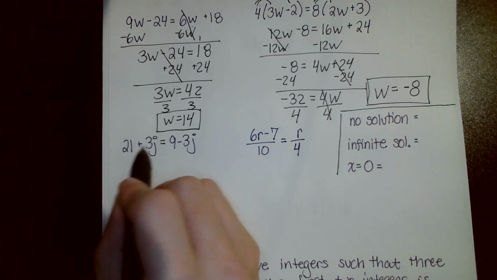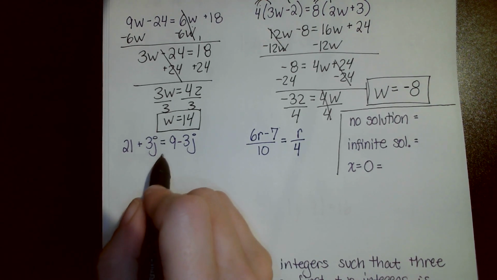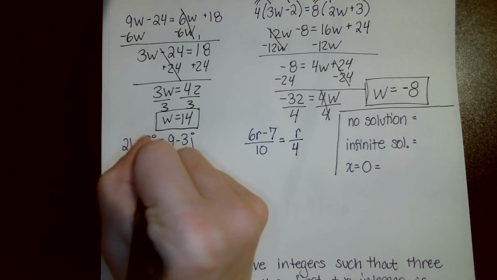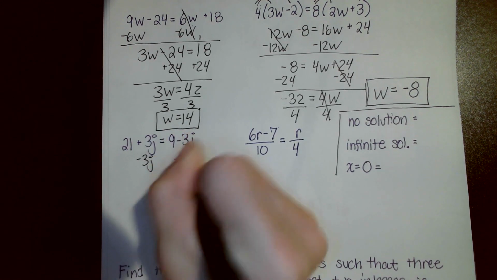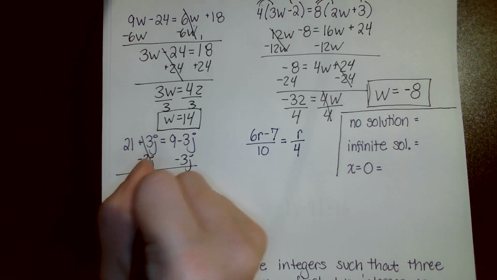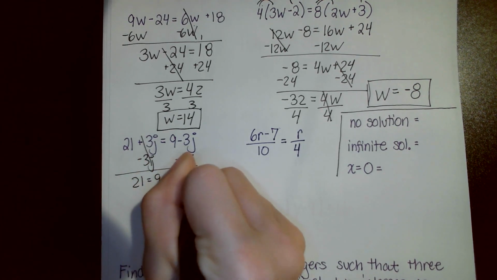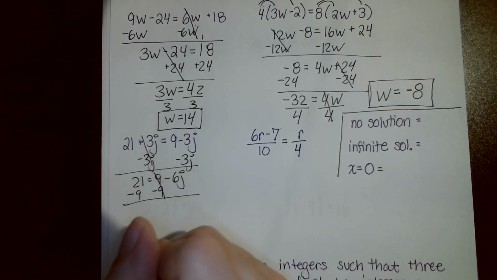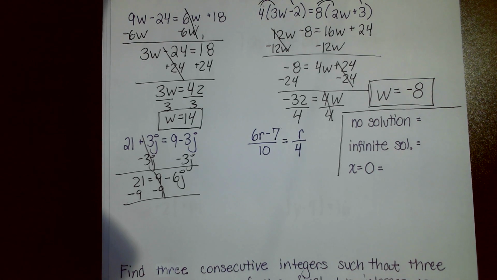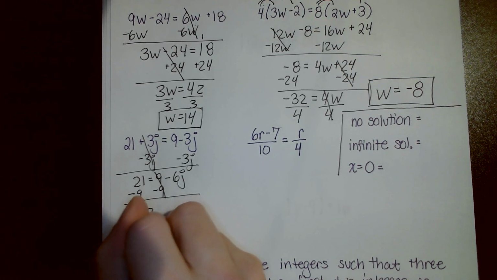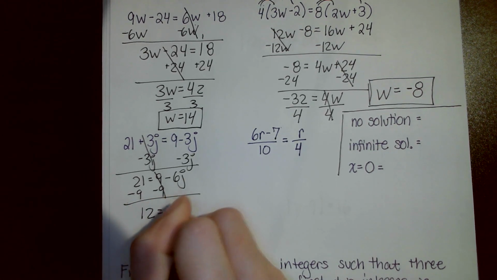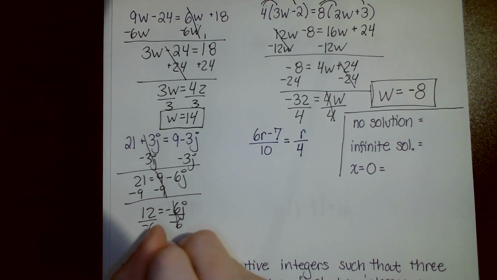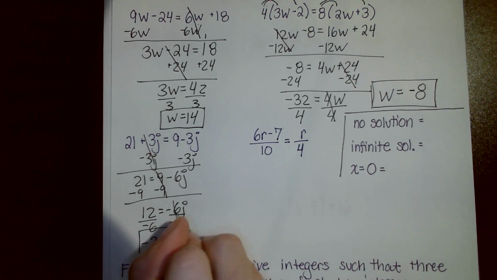Now, moving on, 21 plus 3j equals 9 minus 3j. So I'm going to subtract 3j. 21 equals 9 minus 6j. Subtract 9 from both sides. 12 equals negative 6j. Divide by negative 6. Negative 2 equals j.